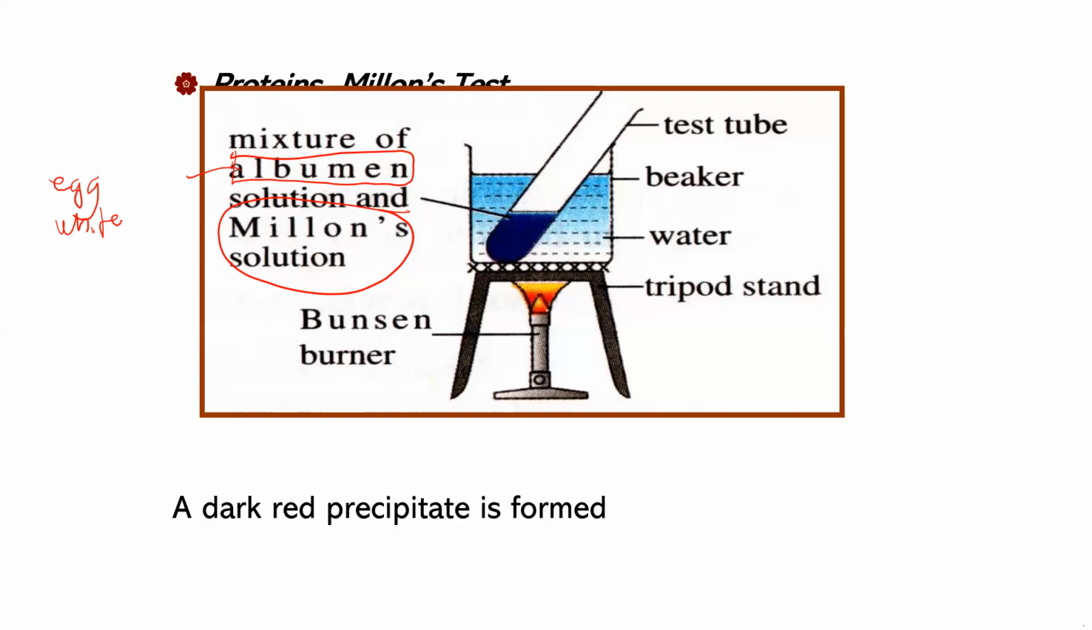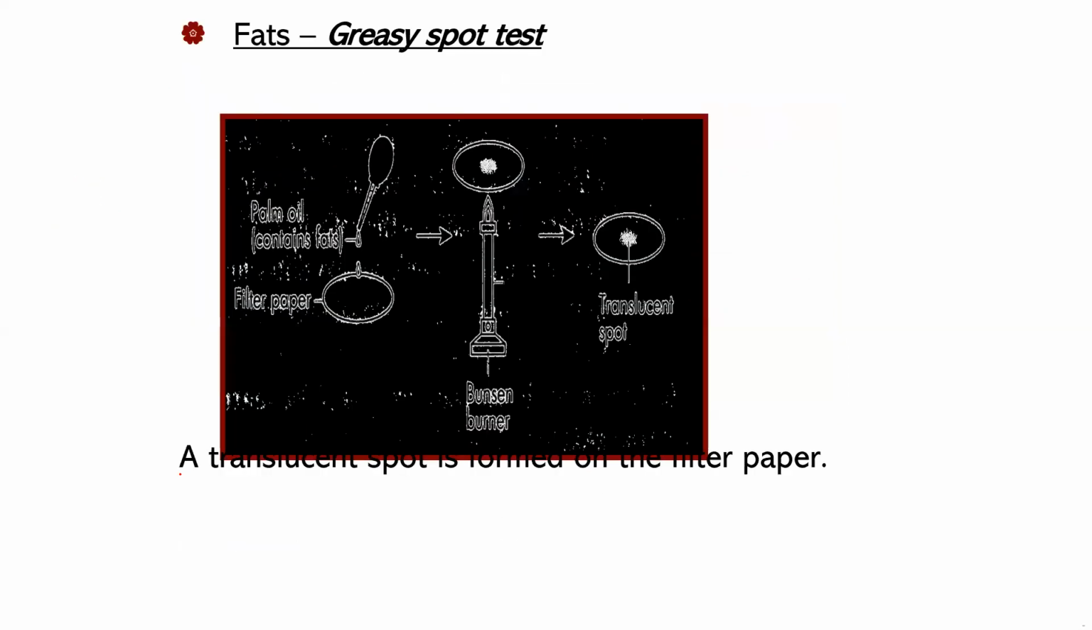Okay. And then we are going to react it with your Millon's solution. What do we get? We are going to get a dark red precipitate. So take note of all the answers teacher is giving you now, because next week we are going to do it. Okay, last but not least, teacher wants to test for fats.